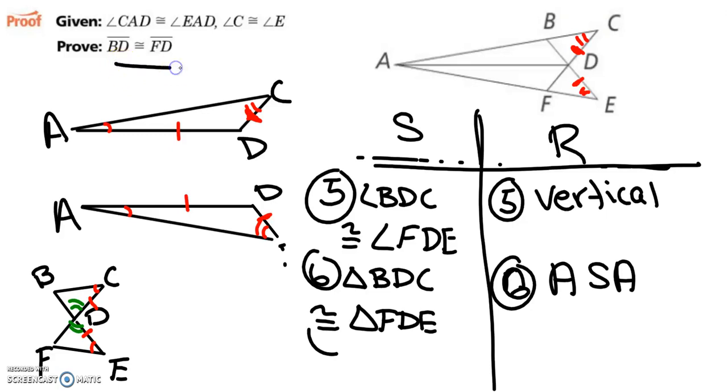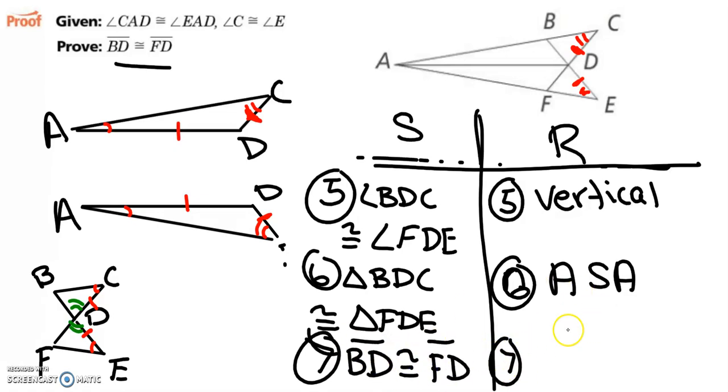And now we go back to what my proof statement was. I wanted to prove that BD was congruent to FD. And now, because I proved that these triangles are congruent, BD is congruent to FD by CPCTC. Again, because I just proved that their triangles were congruent, now BD is congruent to FD.